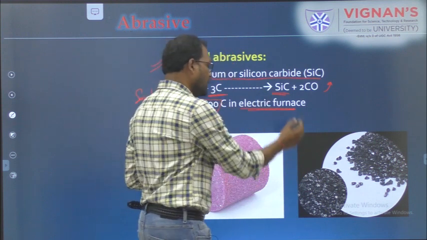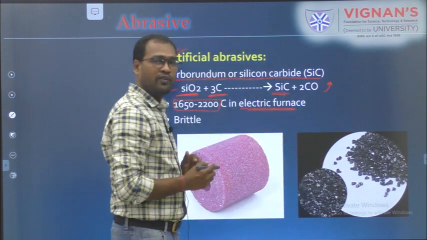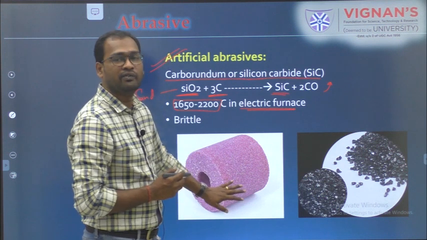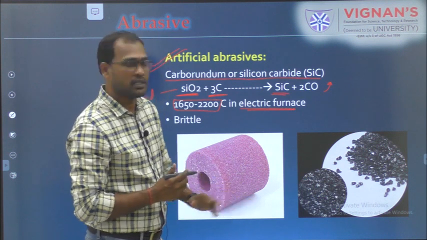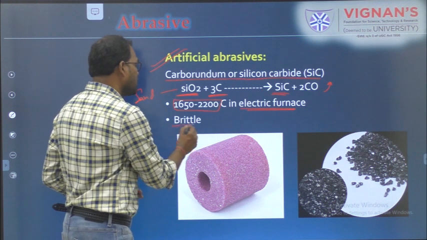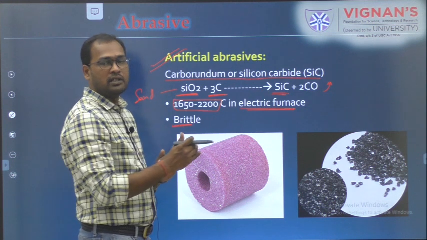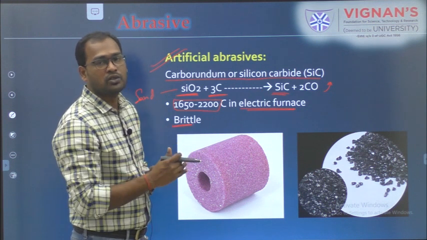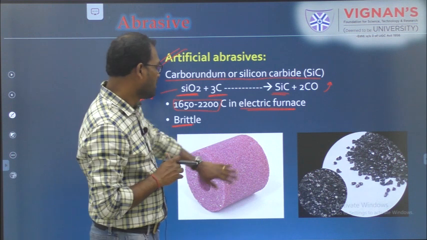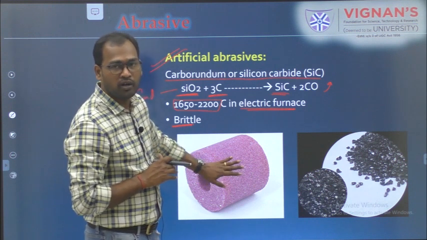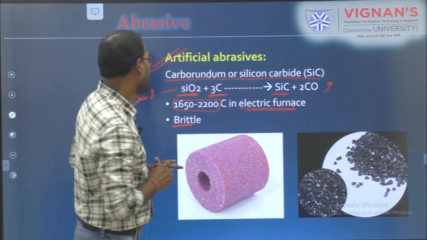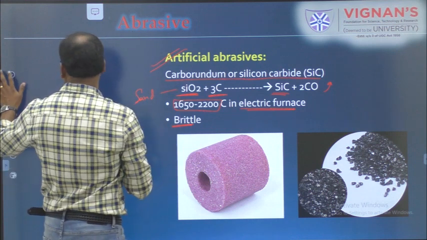So, this silicon carbide can be made into fine powder, and it can be made into different shapes, and then it can be used as an abrasive material. Since this is brittle, its strength will also be lesser. So, that is why it will be made either in the bonded form or in the coated form. So, this is carborundum.